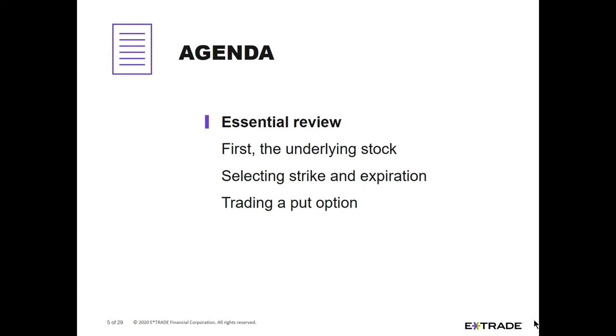Four sections. First, we'll review some essential facts and relationships about options. Then we'll move on to first things first, the underlying stock, and why it is that you want to use a put option for this stock. From that, we will move to the step of picking out our strike price and our expiration, and then having done that, we will work that trade through a hypothetical series of scenarios.